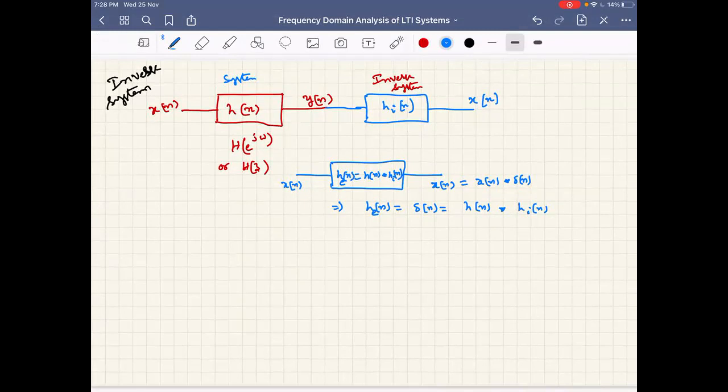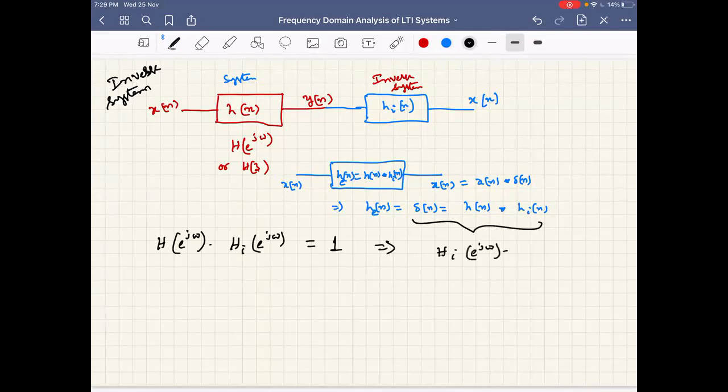Now let us see it in the frequency domain. What should happen in the frequency domain? If I take the frequency domain representations, H of e power j omega into h inverse of e power j omega, the inverse system frequency response, is equal to 1. This implies the spectrum of the inverse system is obtained by the reciprocal of the frequency response of the original system. Similarly, h of z into h inverse of z is equal to 1, which implies the inverse system h inverse of z is equal to 1 by h of z.